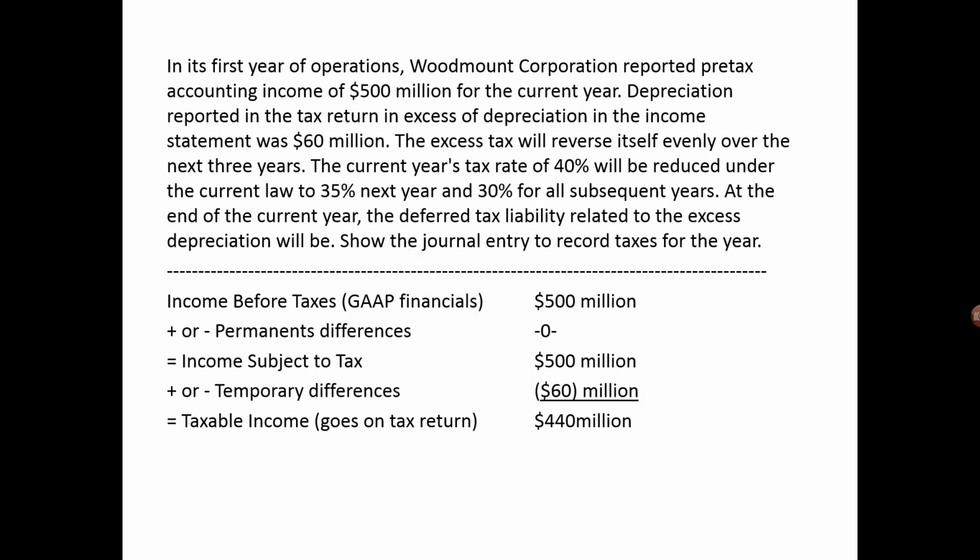So taxable income is going to be at the 40%, but that $60 million, $20 million is going to reverse next year, $20 million is going to reverse the year after that, and $20 million is going to reverse the year after that. So you have $20 million reversing at the 35% and the other $40 million reversing at the 30%. So let's do the journal entry for that.